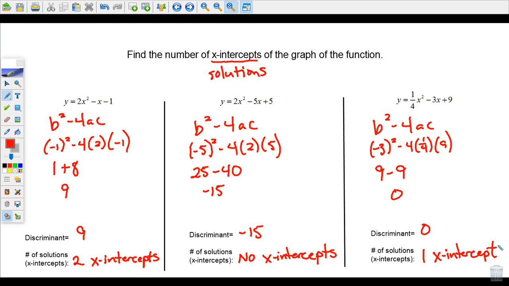And that's how you can use the discriminant to determine the number of solutions to a quadratic equation.